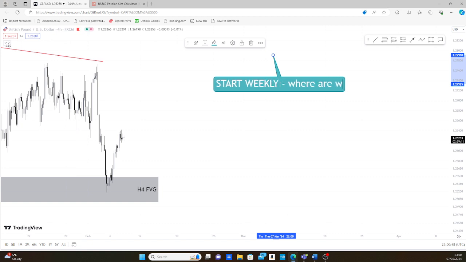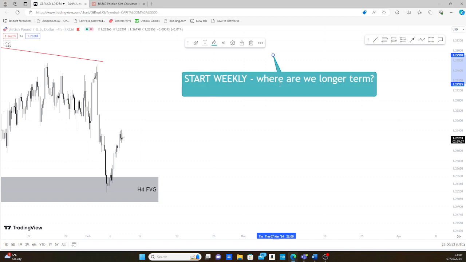Where are we longer term? Start on the weekly. Now the daily time frame gives us those key levels that we aim for intraday. Key levels, right? And our key levels are very typically fair value gaps, right?